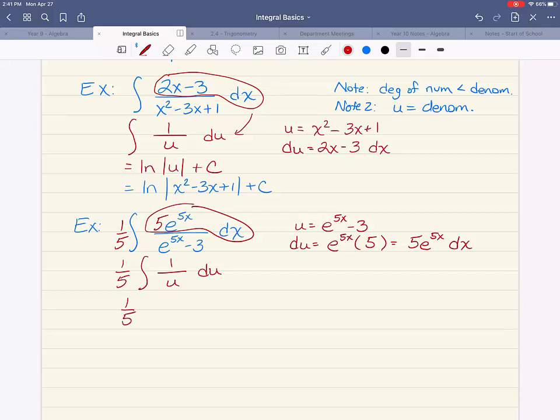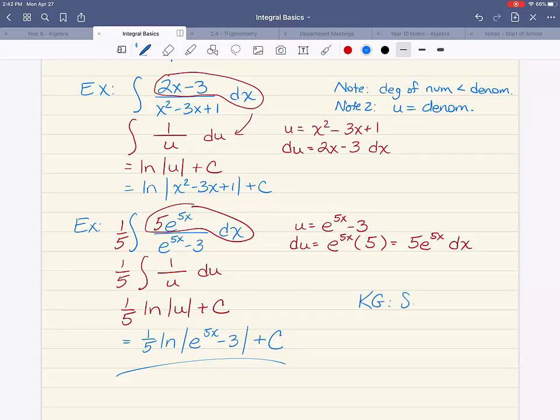So this would be 1/5 ln absolute value of u plus c. Change it back to x's: 1/5 ln absolute value of e to the 5x minus 3. Remember, you're putting u in there, and plus c. And that's your answer. The assignment for this, the Griffith book, this is section 4.6, which is page 120.